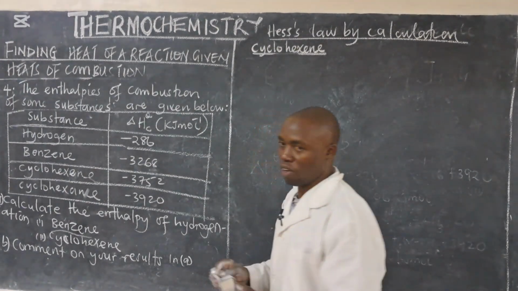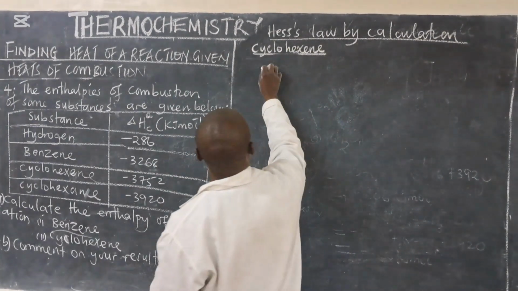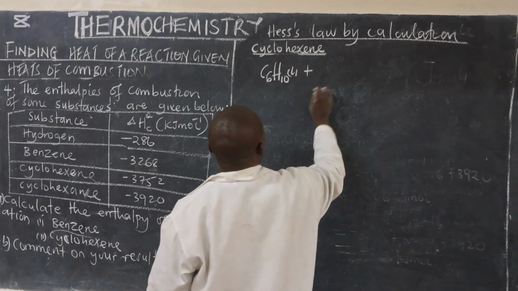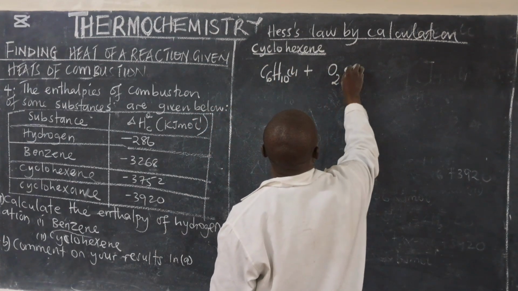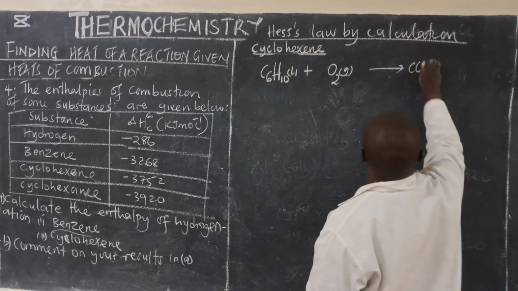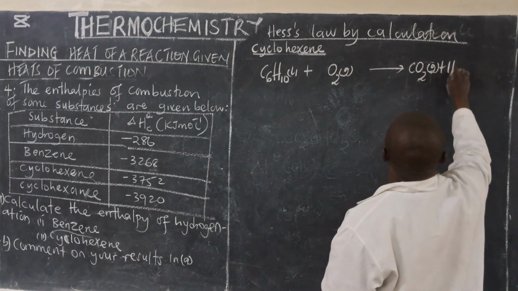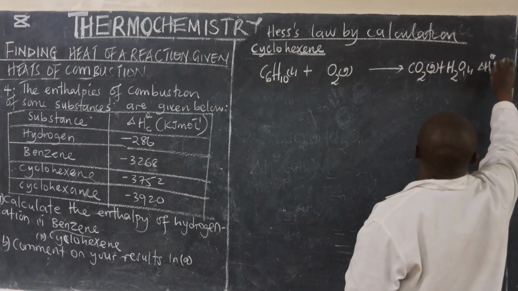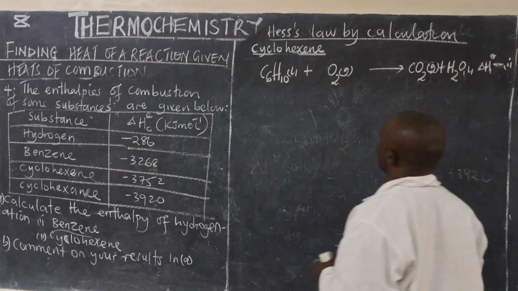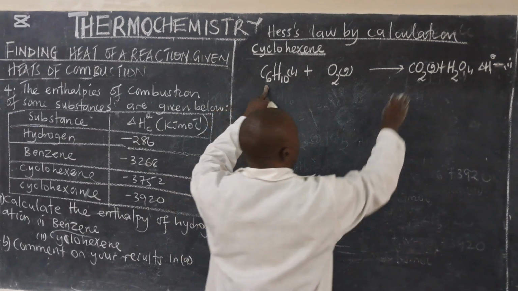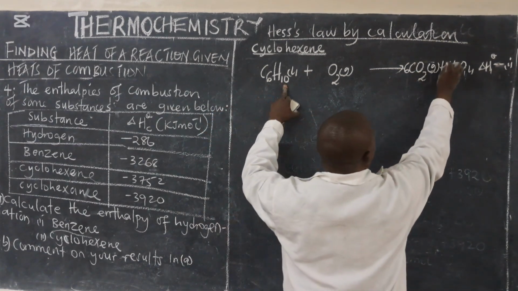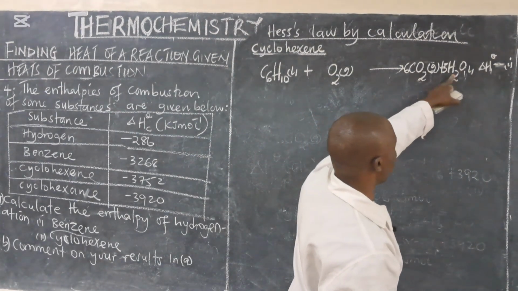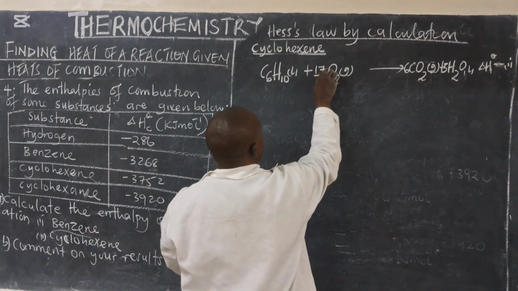So let's look at the equation for combustion of cyclohexene, which is plus oxygen. This gives us carbon dioxide plus water. So I'm going to call this delta H 1, call it equation 1 here. So we balance it. So carbon is 6, hydrogen is 10, so we put here 5. That makes us to have oxygen as 12 plus 5, that's 17. So this will be 17 over 2.